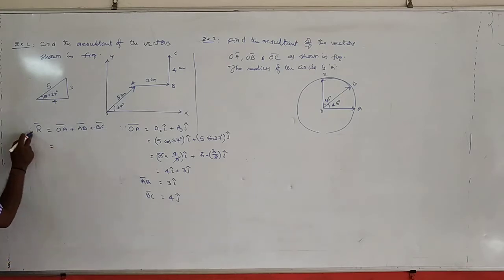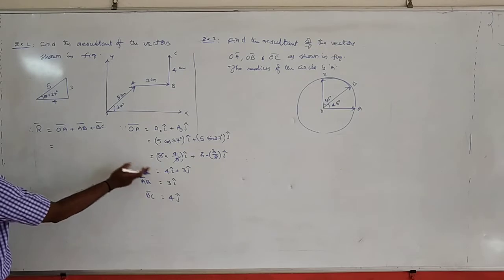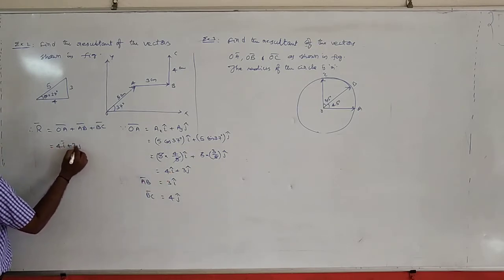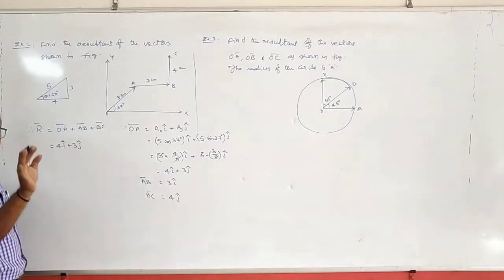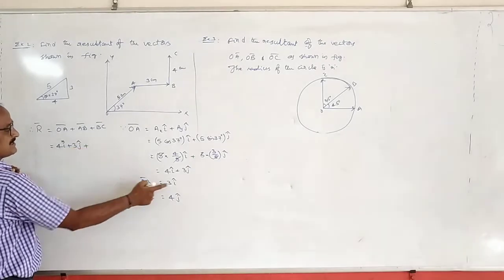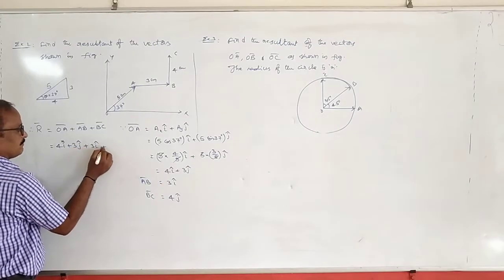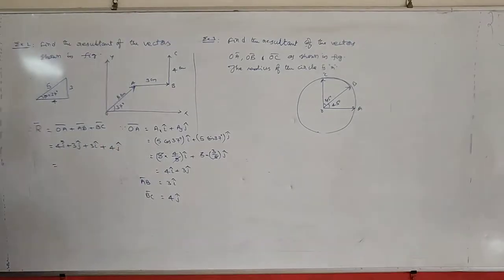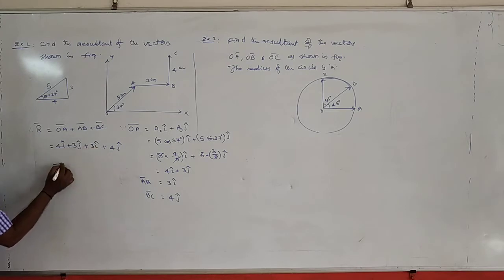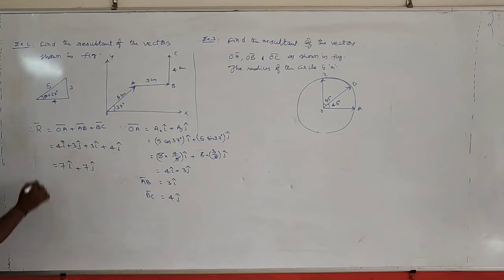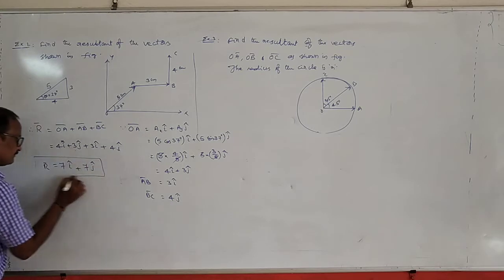Then the resultant R bar is equal to OA bar plus AB bar plus BC bar. OA bar is 4i cap plus 3j cap, plus AB bar which is 3i cap, plus BC bar which is 4j cap. This equals 4i cap plus 3i cap, which is 7i cap, plus 3j cap plus 4j cap, which is 7j cap. This is the resultant vector.